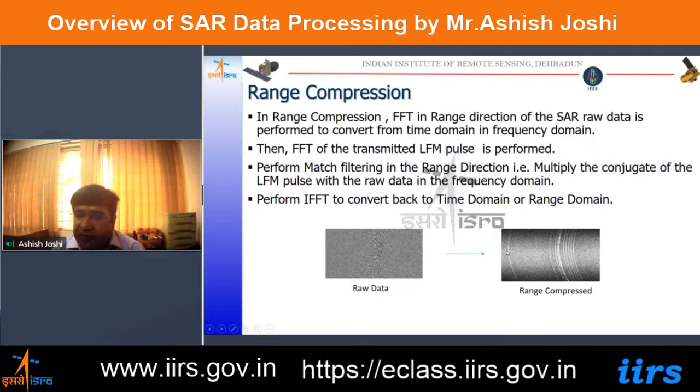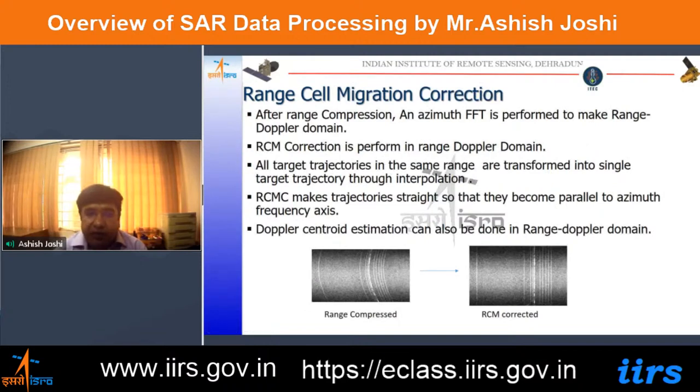So what is the next step? We have to focus in the azimuth direction, and also make it a straight line, and then compress it. The second step is the range cell migration correction. This hyperbolic, non-linear path, we have to make a straight line. So what we have to do is the range cell migration correction.